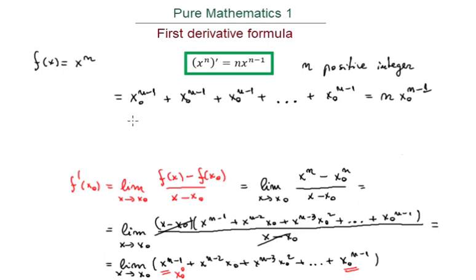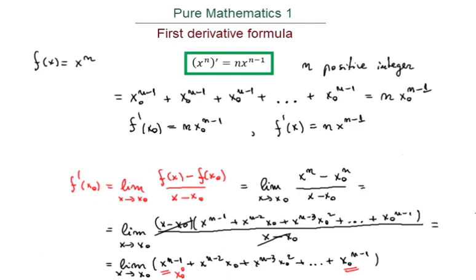What does this mean? It means that our derivative f dash of x0 was n times x0 to the power of n minus 1, where x0 can be any real number. So then we can safely say that f dash of x will be n times x to the power of n minus 1, and that is our formula. Now this was the proof.